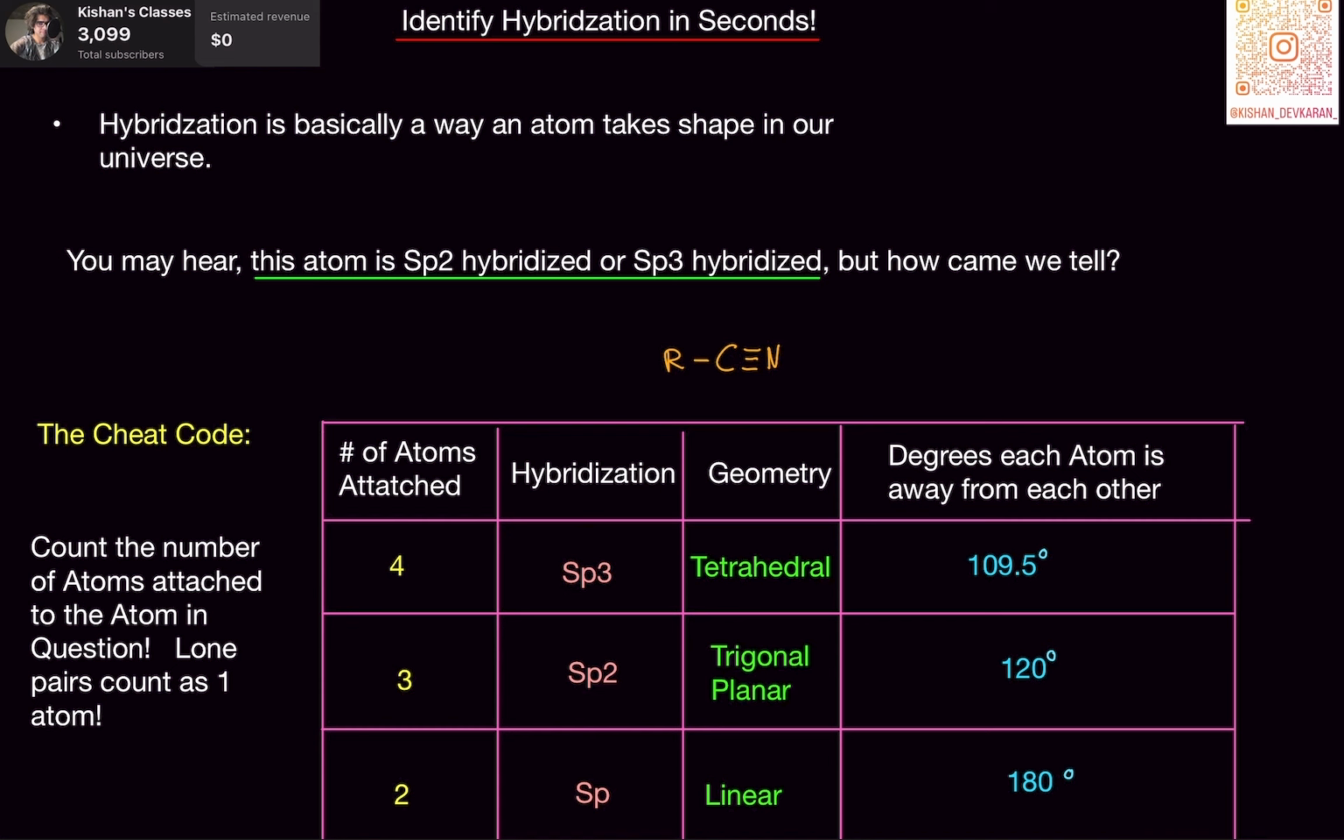In other words, it looks 3D to us. And every bond is 109.5 degrees from each other. I don't know how they figured this out. I'm not that smart, but geniuses, right?